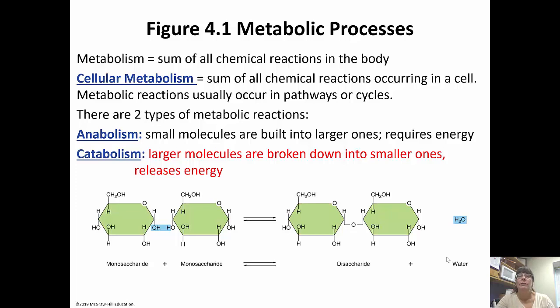So you can see in the picture on the bottom, if you take two monosaccharides and build a disaccharide, that's an anabolic reaction. On the other hand, if you take the disaccharide and break it down into the two monosaccharide components, that is catabolism or a catabolic reaction.